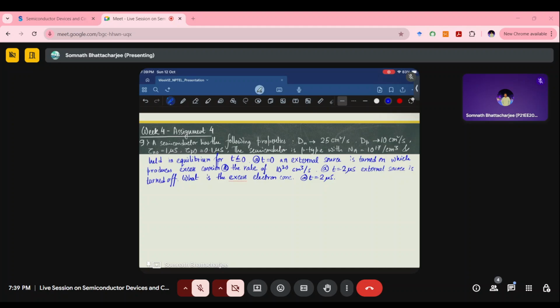The semiconductor has the following properties: Dn is 25 centimeters square per second, Dp is 10 centimeters square per second, tau n0 is 1 microsecond, tau p0 is 0.1 microsecond.